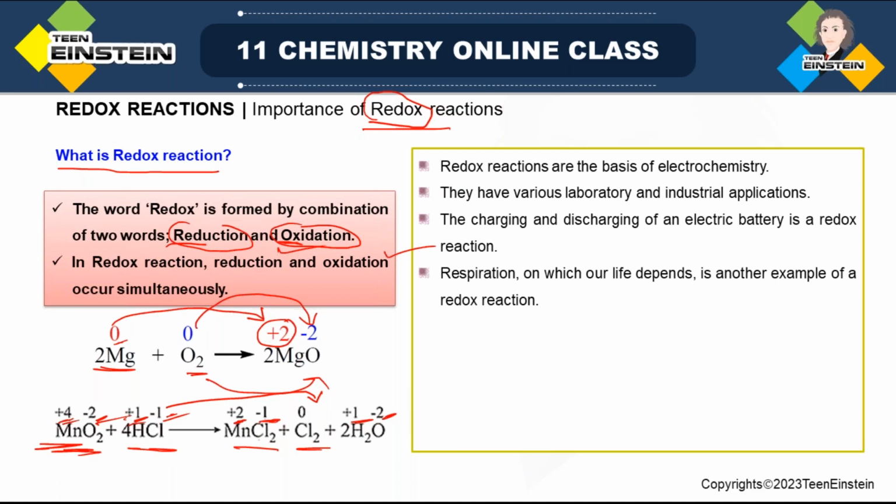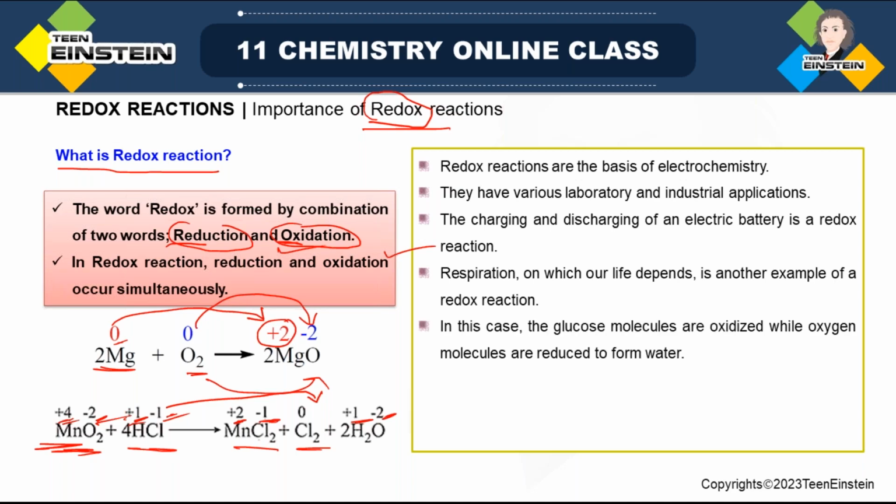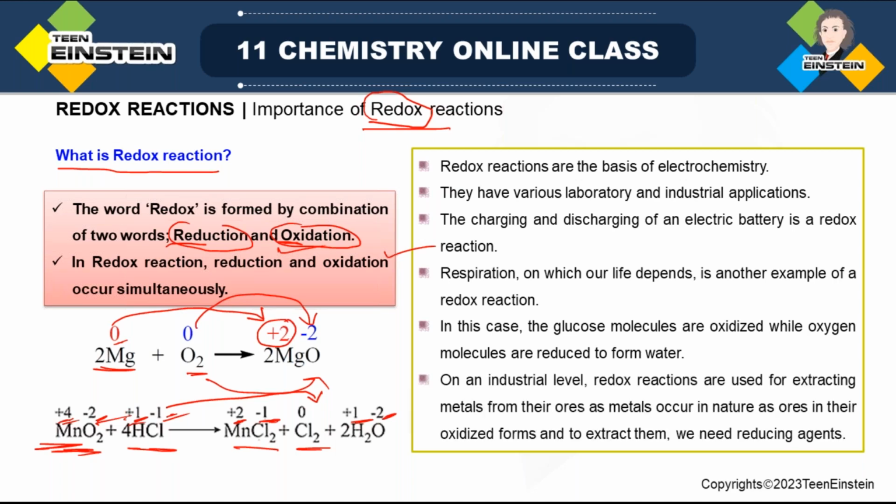Respiration, the process on which our life depends, is another example of redox reaction. So in this case, what happens? The glucose molecules present, basically the food that we are taking, are oxidized, and the oxygen molecule that we are taking from air is reduced, and ultimately after reduction it is converted to water. So this process, on which we are living, respiration, is also an example of redox.